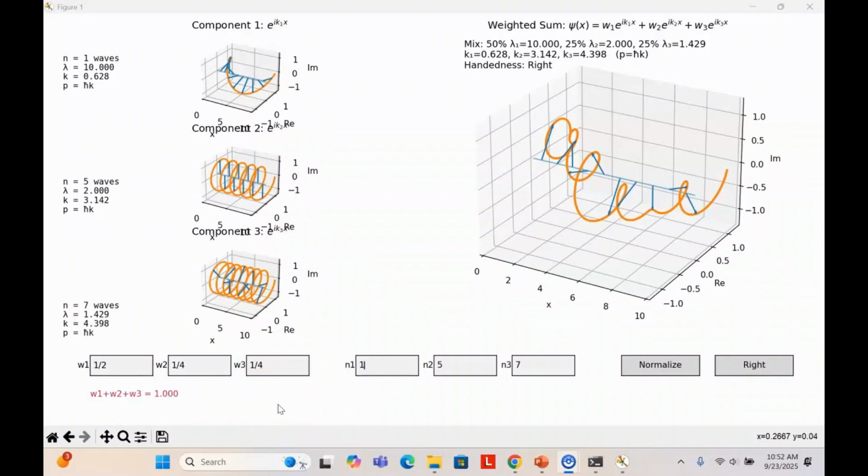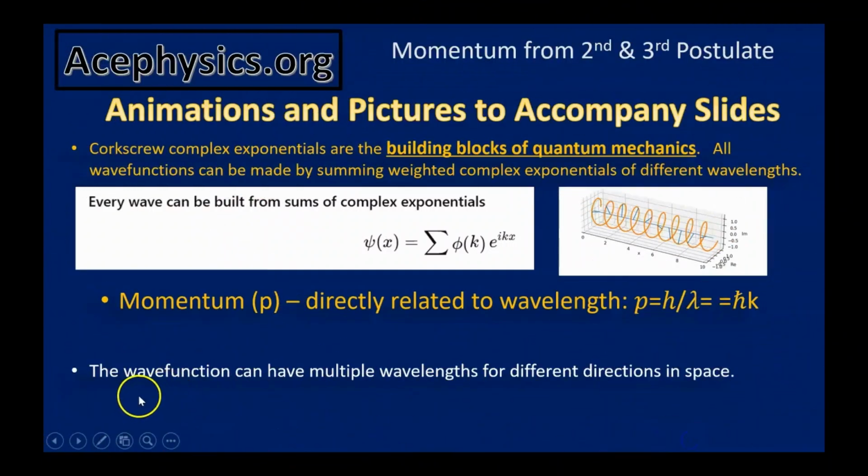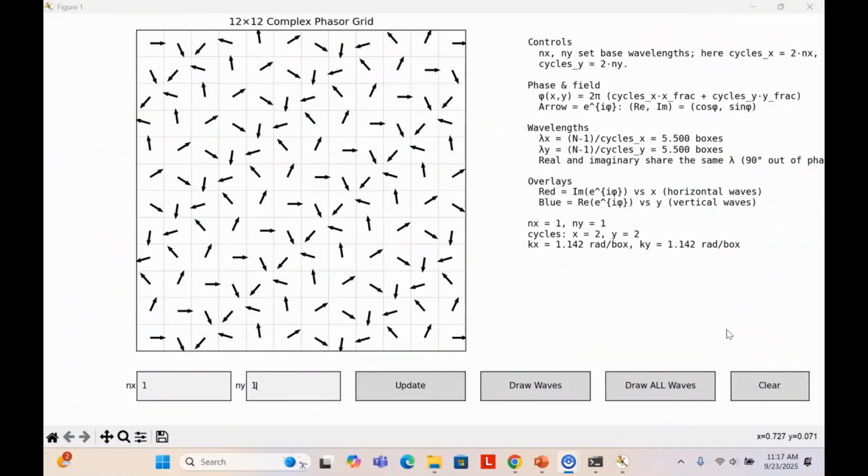This is very similar to our earlier discussion of position. Just as a particle's position can be expressed as a superposition of many positions, its momentum can be expressed as a linear combination of different momentum states. Finally, the wave function can have multiple wavelengths for different directions in space. A quantum wave can have different wiggle spacings or wavelengths in different directions, and those directions are independent. The left-right spacing can be one value, while the up-down spacing can be another.